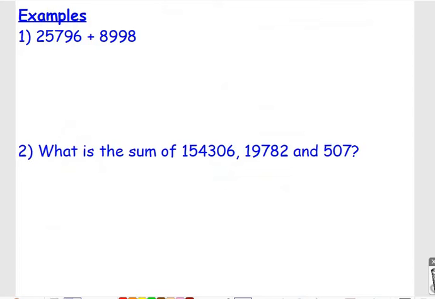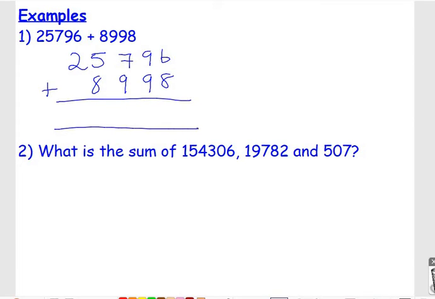So, write the heading examples then please, and if you can write the first one out as it appears here: 25,796 plus 8,998. So we know with adding and subtracting, the most efficient method is the column or tower method. Really important that we line the numbers up by their correct place value. So 25,796 plus 8,998.